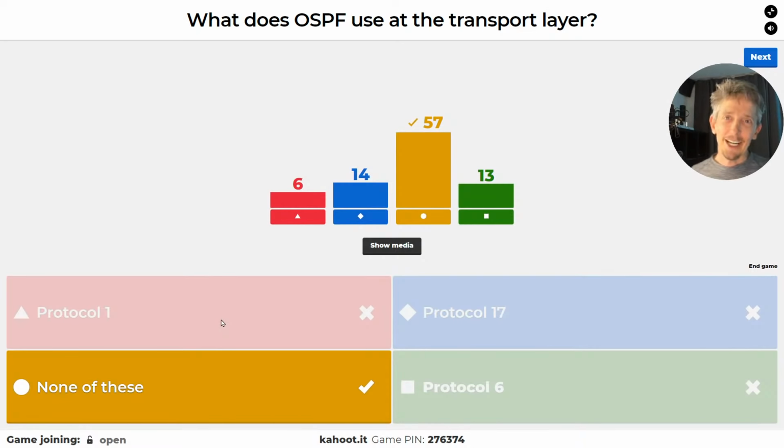Somebody gave me a clue last time of how to remember between OSPF and EIGRP. OSPF has its own protocol, protocol 89.